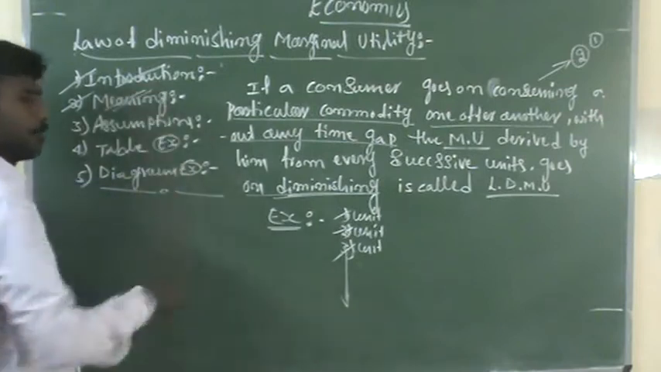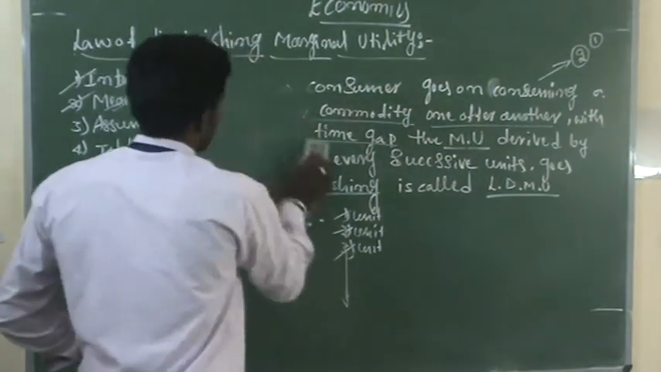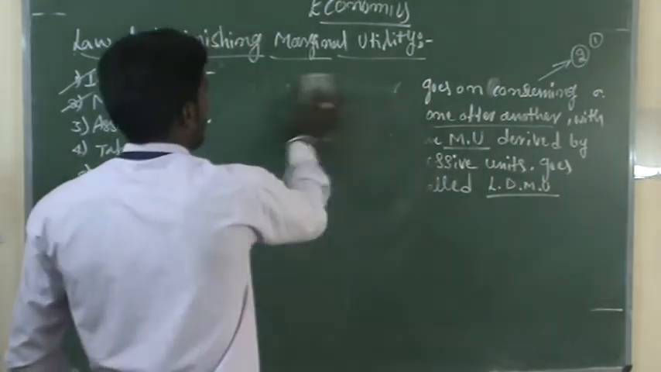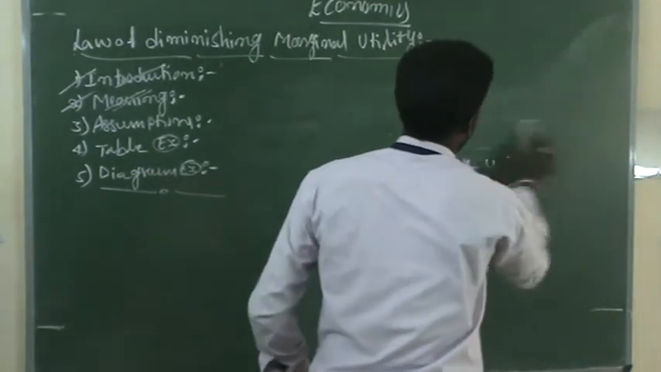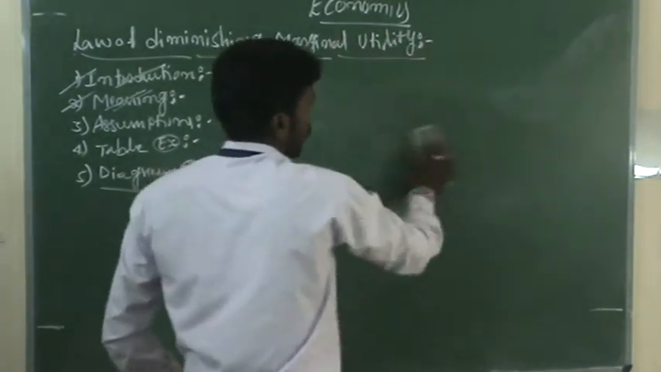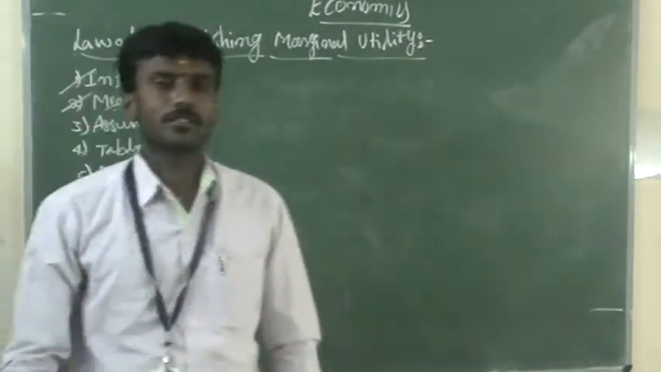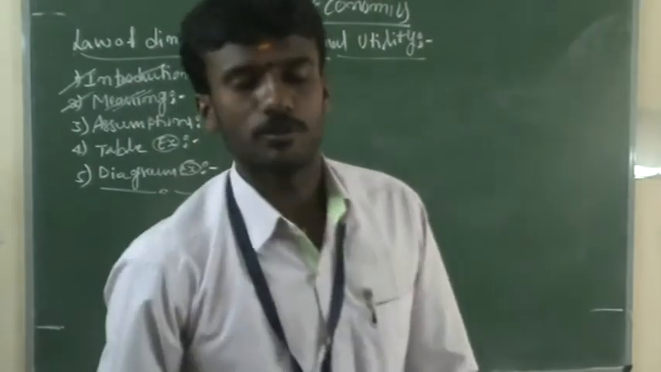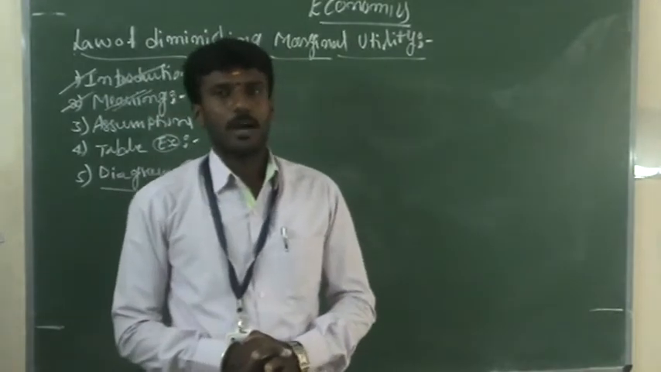See, after the completion of the meaning, this law is based on, or depends upon, some assumptions. On the basis of those assumptions only, we are going to explain this law. So the next sub-concept, or subheading, is the assumptions of the law of diminishing marginal utility.